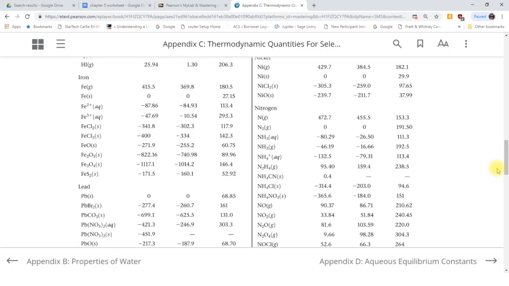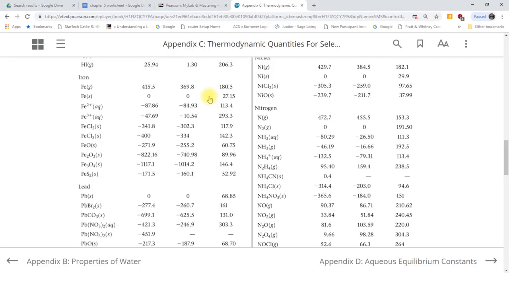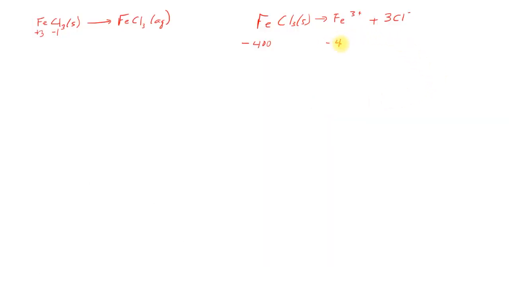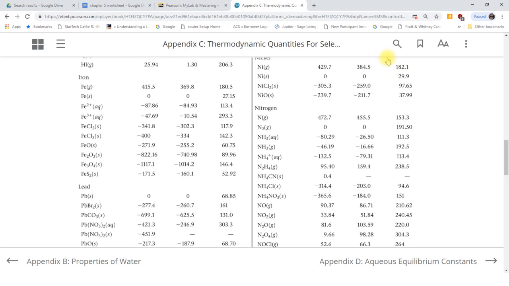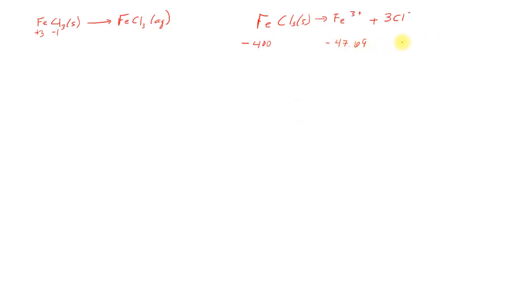So this is an enthalpy question, so back to the appendix. I'm looking under iron, and I see there's FeCl3 solid with a negative 400, so that's going to be over here. And then Fe3 plus is negative 47.69. There's no FeCl3 (aq), so this one isn't as useful with our appendix as looking at it this way. So I'm going to go ahead and use this equation. That means we have to go find the chlorine values. So chlorine is Cl minus, negative 167.2.